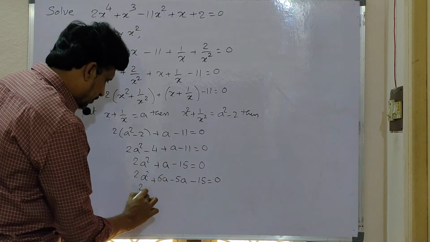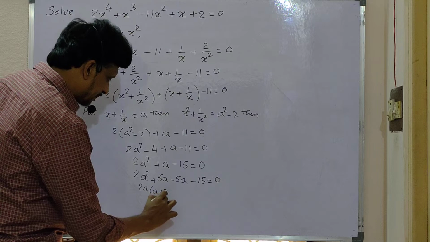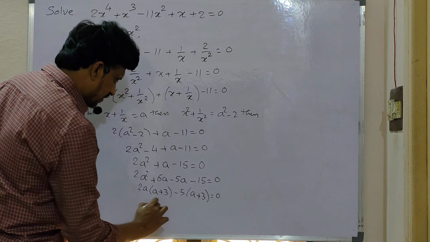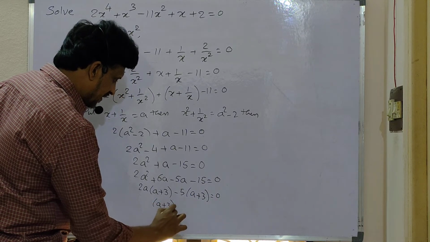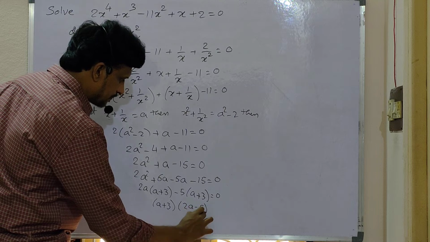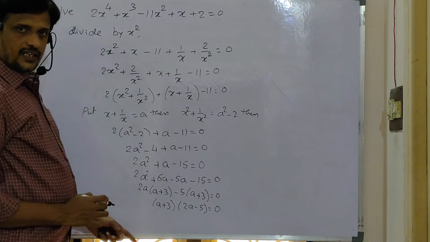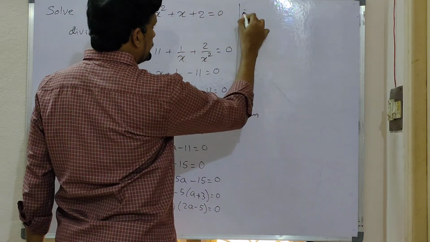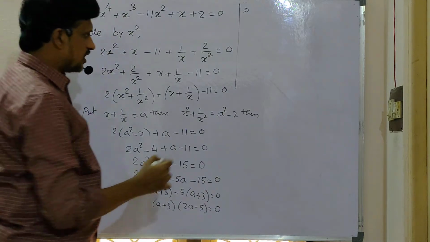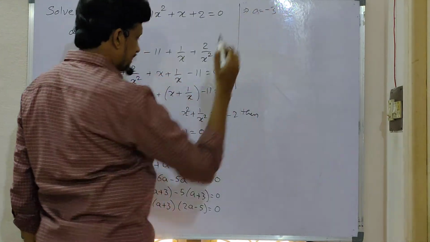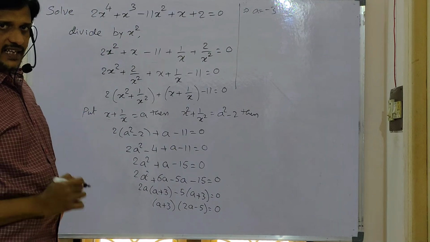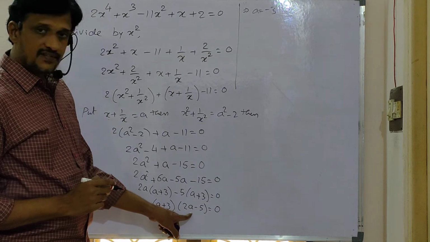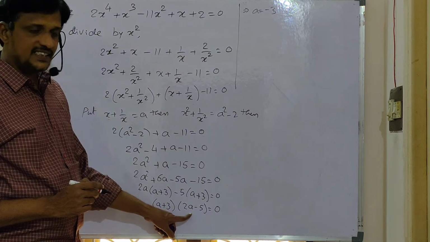Now by taking 2a common, you get (a + 3), minus 5 into (a + 3). So that is (a + 3)(2a - 5) = 0. So here we are getting the values of a, which implies a + 3 = 0, meaning a = -3. The other value is 2a - 5 = 0, meaning a = 5 by 2.